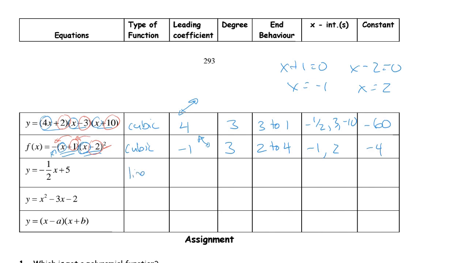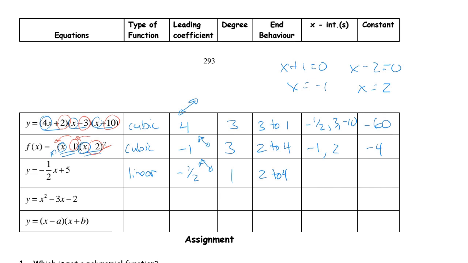Okay, this one right here is linear. Its leading coefficient is -1/2. It's got a degree of 1. So remember, the Math 10 course is focused primarily on these kinds of linear functions here. Because it's a negative odd degree, it moves down. So it's going to go from quadrant 2 to 4.